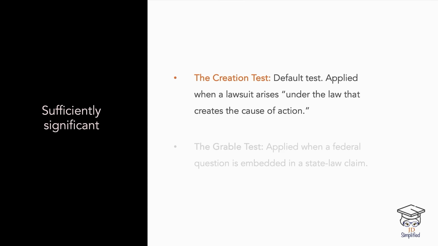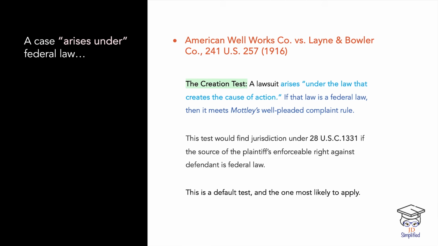This test comes from the case of American Well Works versus Lane. In this case, Justice Oliver Wendell Holmes suggested a test to determine when Motley's well-pleaded complaint rule is met. The creation test: a lawsuit arises under the law that creates the cause of action. If that law is a federal law, then it meets Motley's well-pleaded complaint rule. This test would find jurisdiction under 28 U.S. Code 1331 if the source of the plaintiff's enforceable right against defendant is federal law. And this is a default test, and the most likely to apply to the facts.